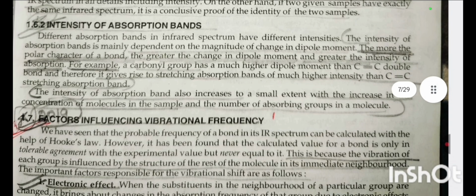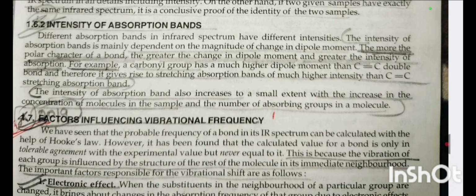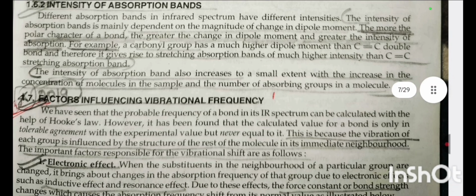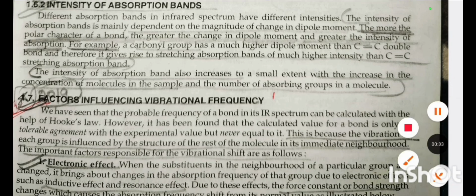Intensity of absorption band. Different absorption bands in the infrared spectrum have different intensities. The intensity of an absorption band is mainly dependent on the rate of change of dipole moment. The more the polar character of a bond, the greater the change in dipole moment and the greater the intensity of absorption. For example, a carbonyl group has a much higher dipole moment than a C=C double bond, and therefore it gives rise to stretching absorption bands of much higher intensity than C=C stretching bands.